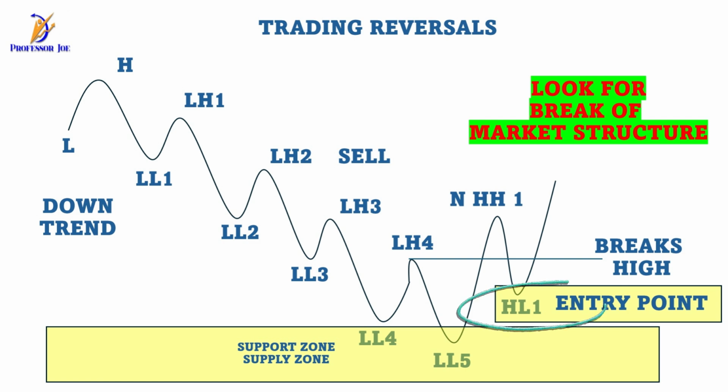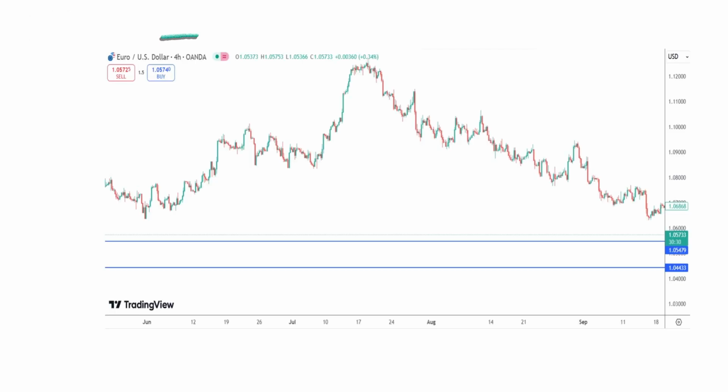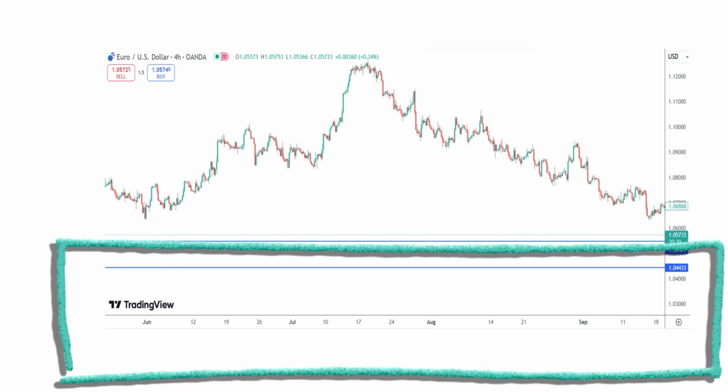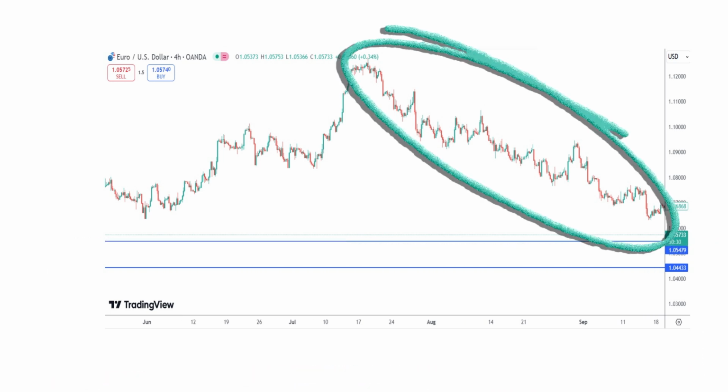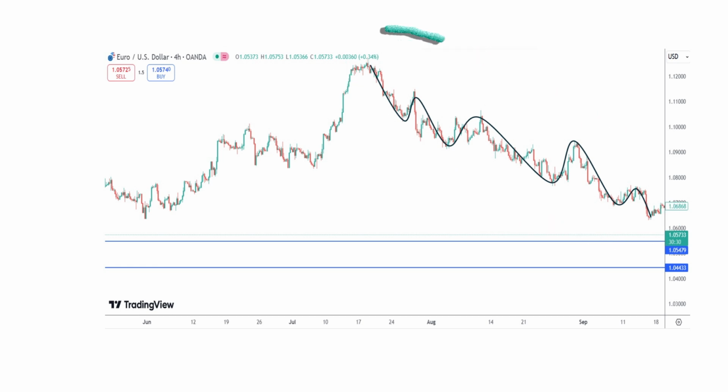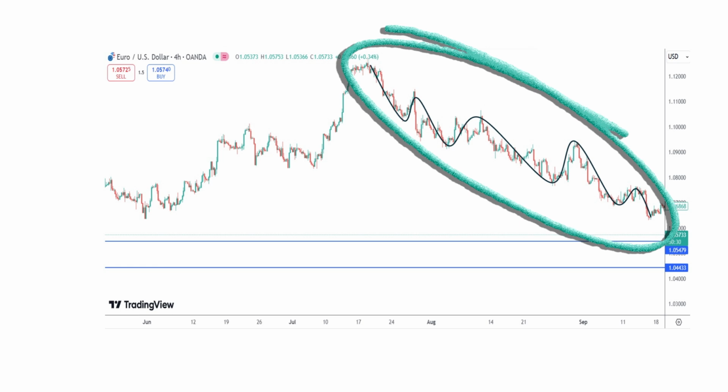Like you can see over here, an LH1 becomes the entry point. Now let us look at a real chart, how it will look like. So like you can see, this is a Euro USD chart, and we have taken the chart from June to September. Okay, you can see that there is a very good downtrend where you can see the price is creating lower lows and lower highs, lower low, lower high, lower low, lower high.